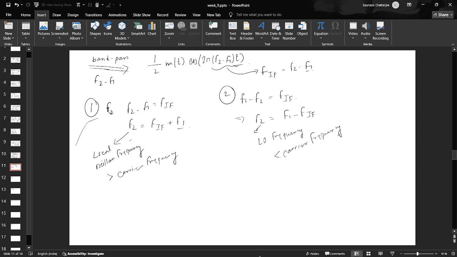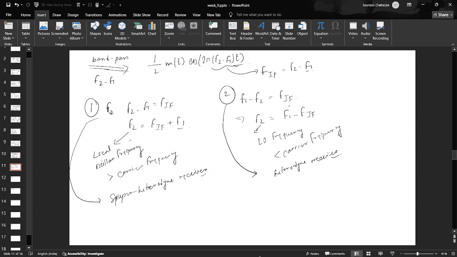So the first scenario is known as a super heterodyne receiver, because the local oscillator frequency is greater than the carrier frequency. And the second one, when the local oscillator frequency is less than the carrier frequency, is termed a heterodyne receiver.